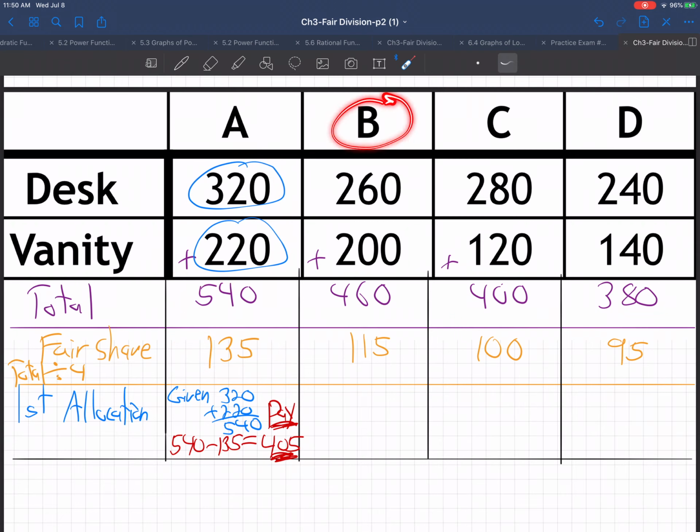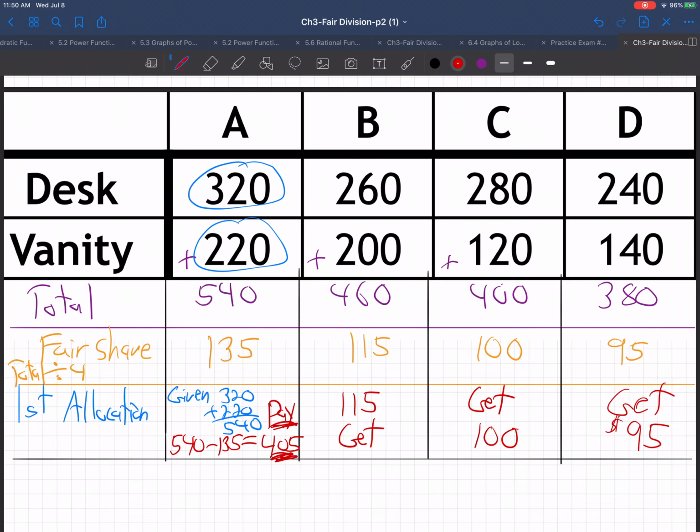What about person B? Person B didn't get anything. His fair share is $115, so he'll simply get $115. And same thing for C. C will get $100 because he did not get any objects either. And same thing for D. He didn't get any objects, so he'll just get cash. $95 cash. So these guys all just get cash. And A has to pay a bunch of money because A got too much stuff and had to pay back more than his fair share worth.